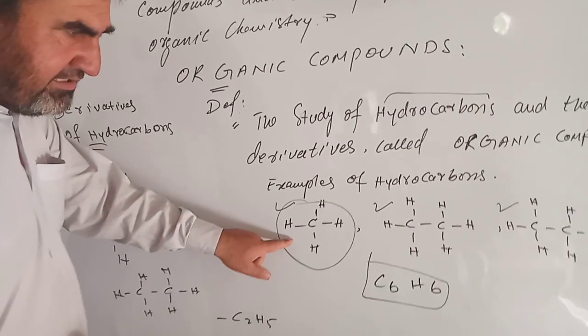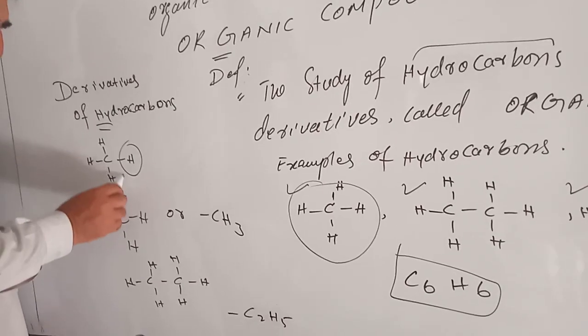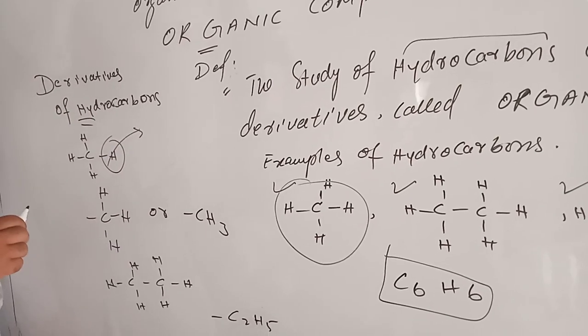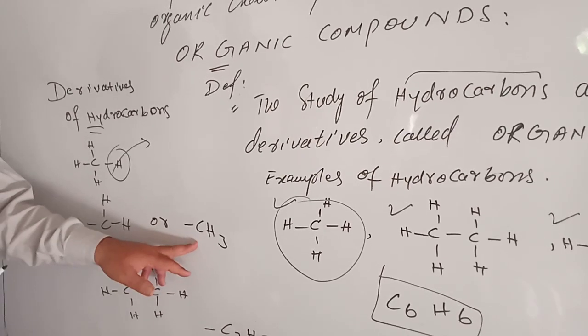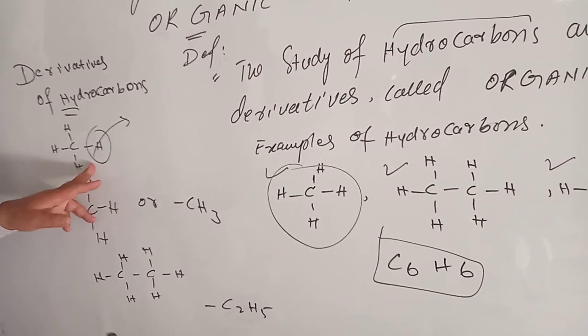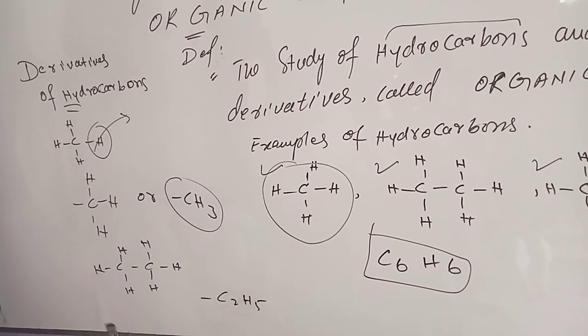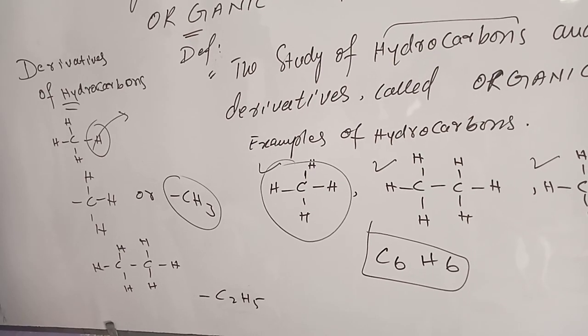As you see in this example, this is methane. When one hydrogen is removed from this methane, it becomes an alkyl group which is known as methyl. This methyl is derived from methane. So this is known as a derivative of hydrocarbon.